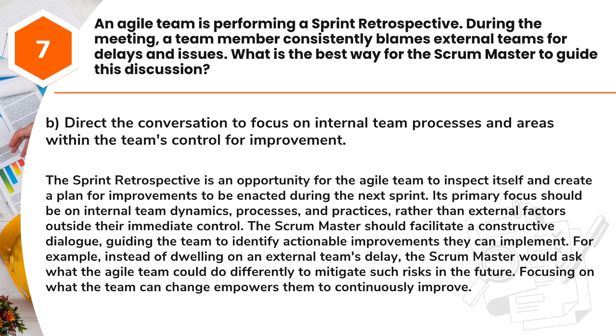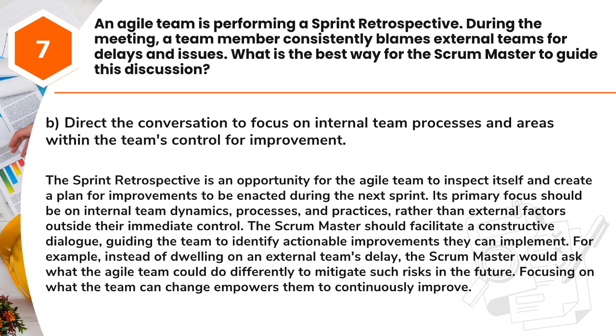Answer: B. Direct the conversation to focus on internal team processes and areas within the team's control for improvement. The sprint retrospective is an opportunity for the Agile team to inspect itself and create a plan for improvements to be enacted during the next sprint. Its primary focus should be on internal team dynamics, processes, and practices, rather than external factors outside their immediate control.